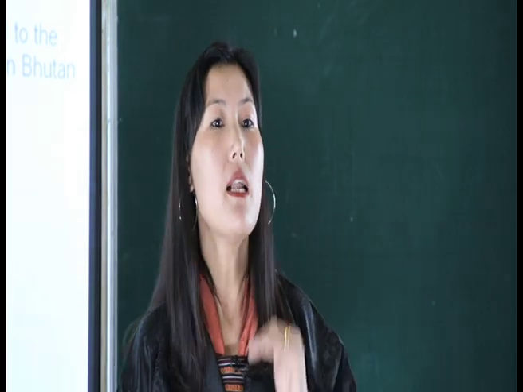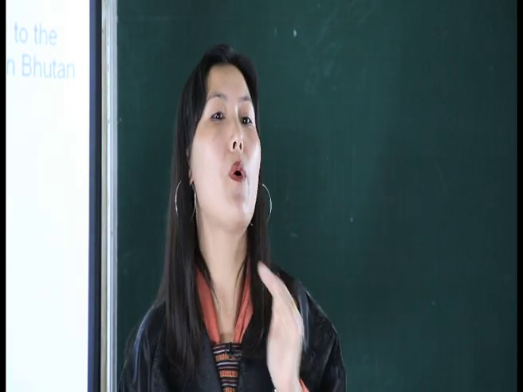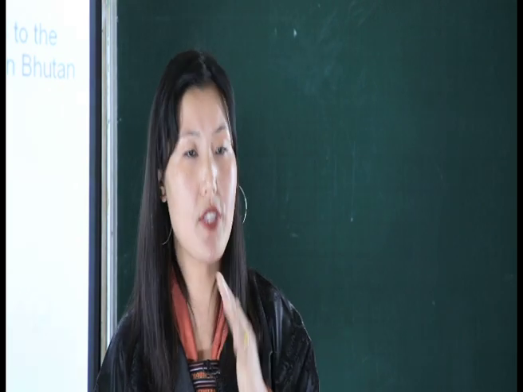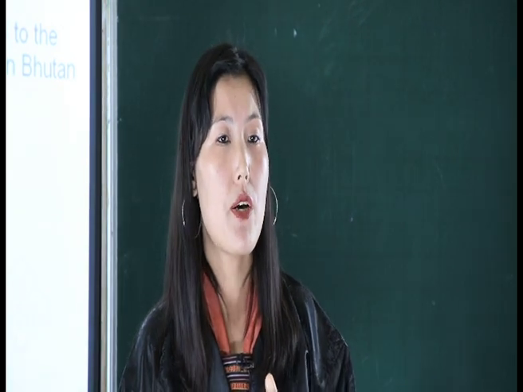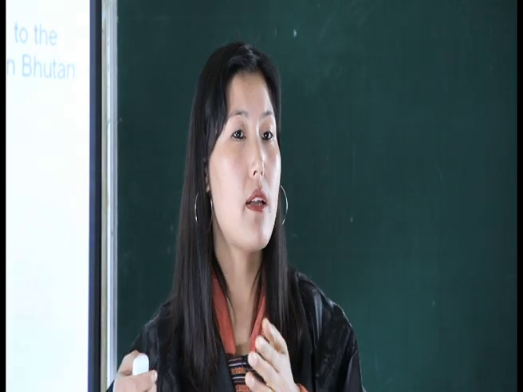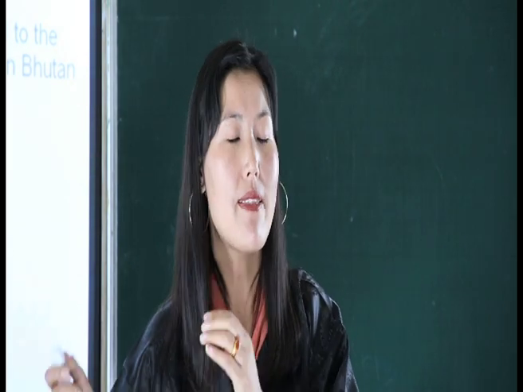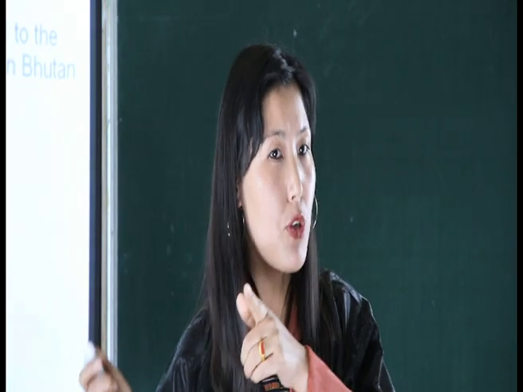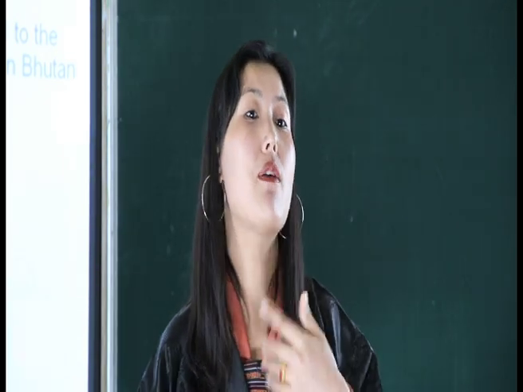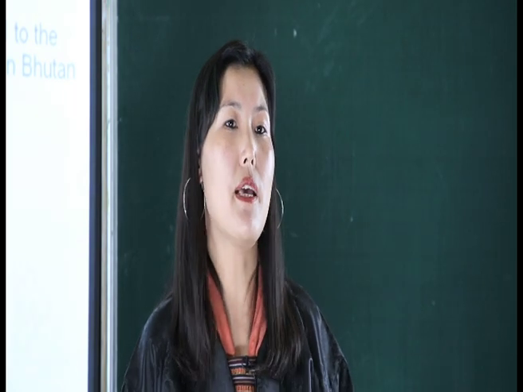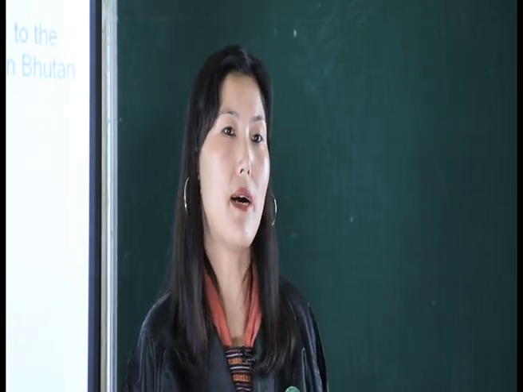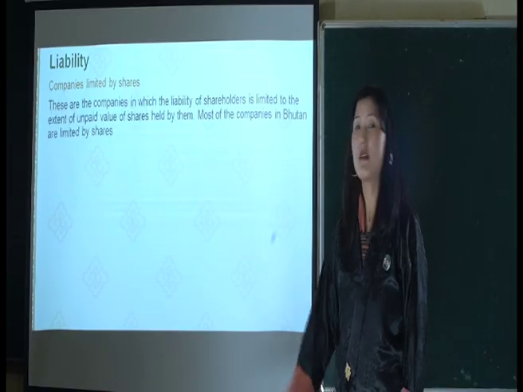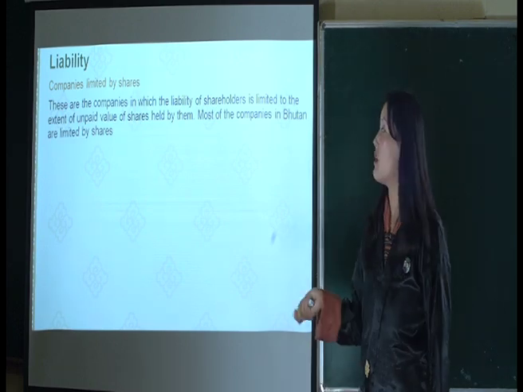Okay, for example, you are the shareholder of BOB and you are holding shares worth, let's say, 50,000, and then you paid 30,000 and the remaining unpaid part is 20,000, then you are liable for that unpaid part only. For only that 20,000 which is not paid, you are liable only for that. That kind of company is known as a company limited by shares. Most of the companies in our country are this type of company limited by shares.